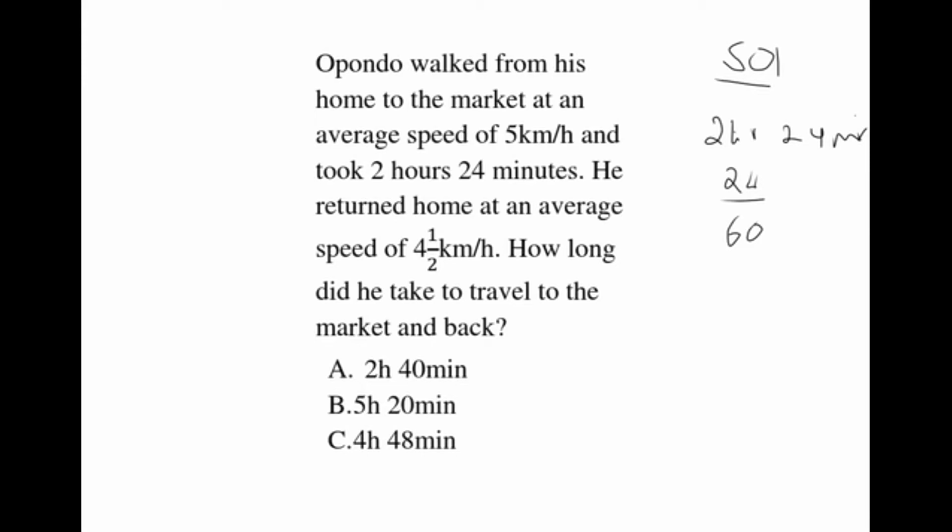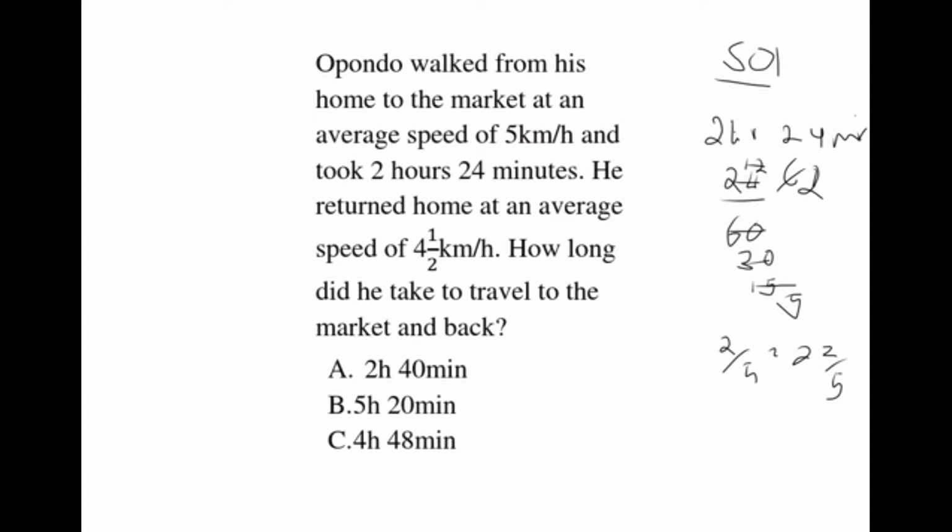So we can simplify by 2: 12 over 30, by 2: 6 over 15, by 3: 2 over 5. So we have 2 over 5 hours. So we have now 2 and 2 over 5 hours, the time it took, moving at an average speed of 5 kilometers per hour.